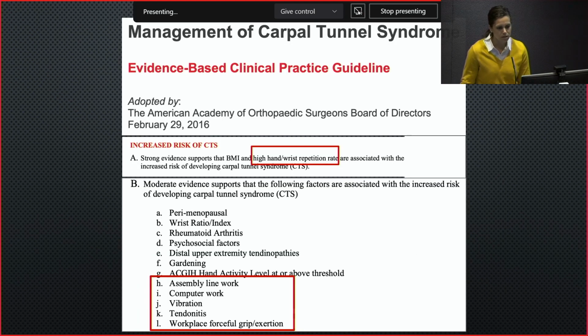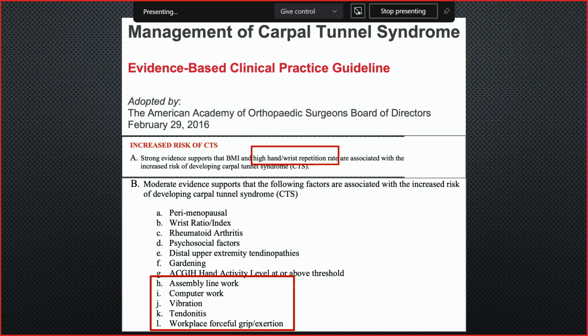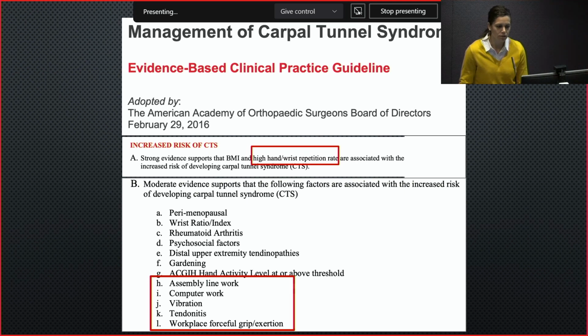We will revisit this a little bit more later, but the American Academy of Orthopedic Surgeons, in their clinical practice guidelines published in 2016, highlighted the association of repetitive hand and wrist motion and forceful grip, as well as assembly line work, computer work, and vibration with an increased risk of developing carpal tunnel syndrome. So despite it being somewhat controversial, there is evidence to support that certain work activities are risk factors for developing carpal tunnel syndrome.